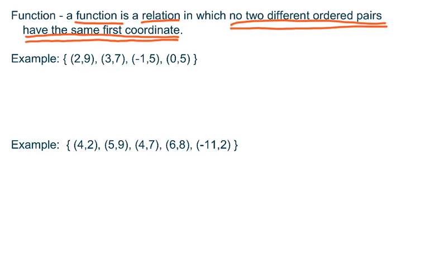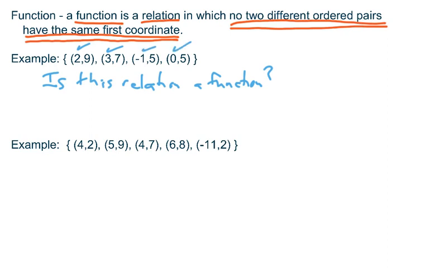Let's take a look at basically all the examples we've already seen and see what that would look like relative to the idea of a function. The question I simply want to ask for each is: is this relation a function? And guess what? It's pretty easy to see from the basic definition. No two different ordered pairs have the same first coordinate. As I look at these, all the ordered pairs have different first coordinates. That would mean that this relation is a function.